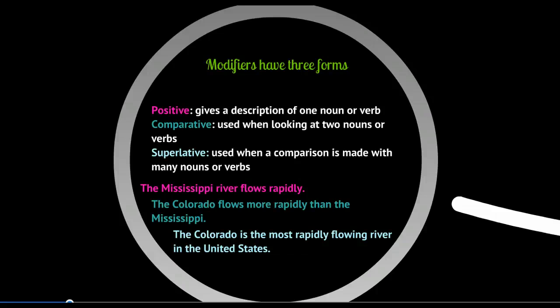So for the positive, the Mississippi River flows rapidly. Now I want to use the comparative. We're going to compare two rivers. The Colorado flows more rapidly than the Mississippi. I'm showing comparison there, so I had to use the comparative form of more rapidly. And then I can even use my superlative by saying the Colorado is the most rapidly flowing river in the United States. Okay. Now we look at the rules of how I got to these three distinct forms.